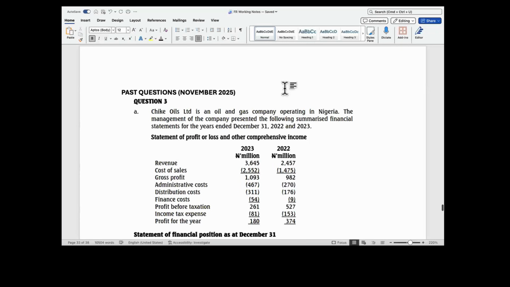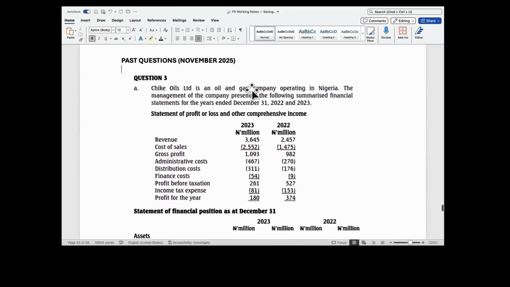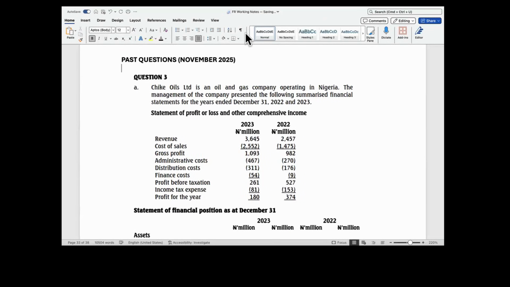So let's start with last diet question, which is November 2025. Okay, so I know we selected somebody that would read for us last week. I think it was Shidera. I'm not sure if she's in class. If you're in class and you're in a position to read, please read for us.